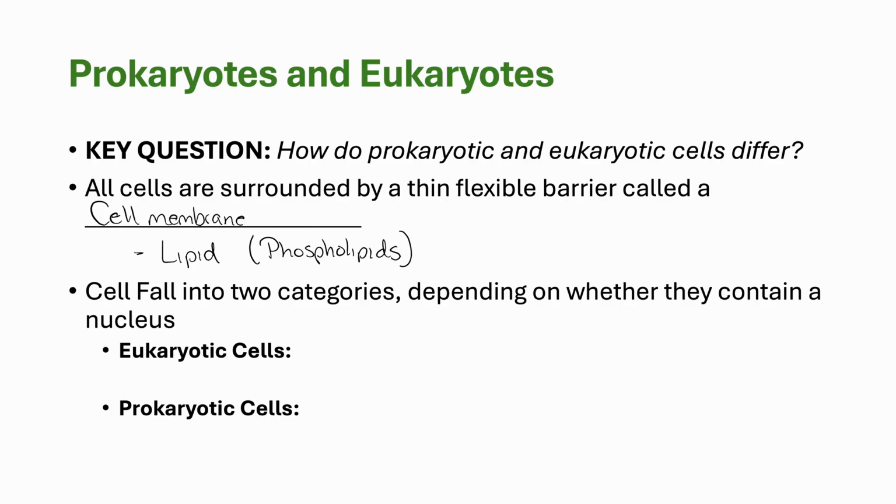Now, cells fall into two categories depending on whether they contain a nucleus or not. Eukaryotic cells have a nucleus, and remember, the nucleus is the structure that stores the DNA within our cell. Prokaryotic cells do not have a nucleus.